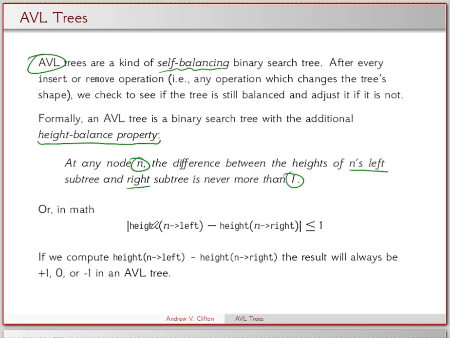So if you want to do it in mathematical form, if you take the absolute value of the height of the left subtree minus the height of the right subtree. That's what these little vertical bars are for, absolute value, right? That absolute value should always be less than or equal to 1. It's actually going to be either -1, 0, or +1 in a valid AVL tree. So we allow for a little bit of imbalance, because it's rare to be able to get a perfectly balanced binary tree, but we don't allow for too much imbalance.